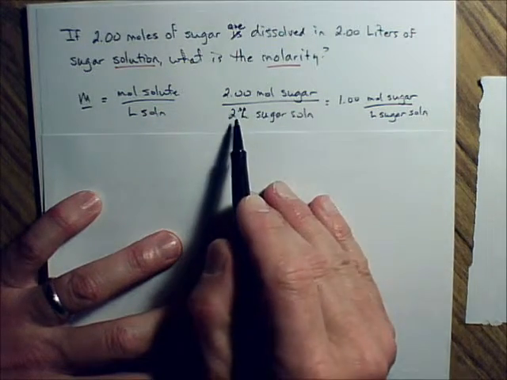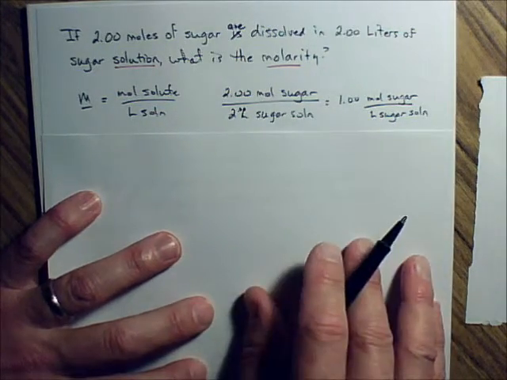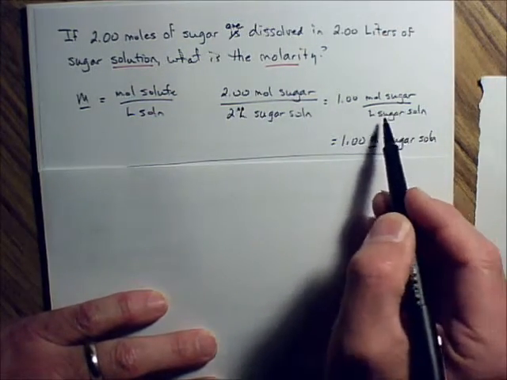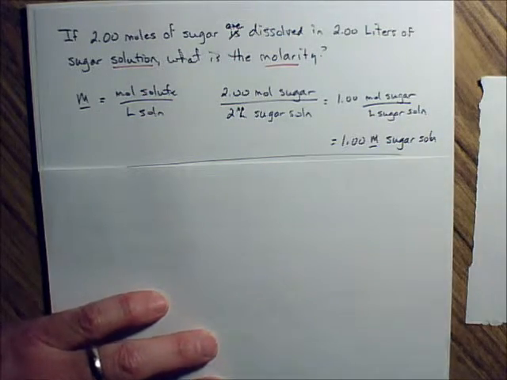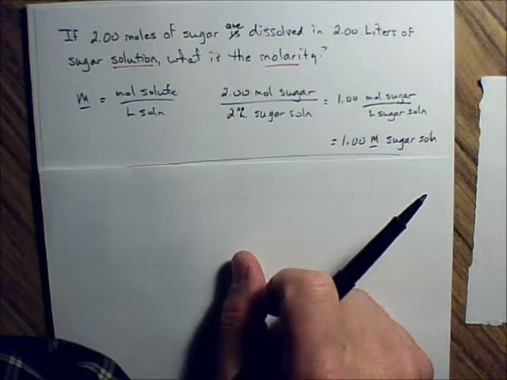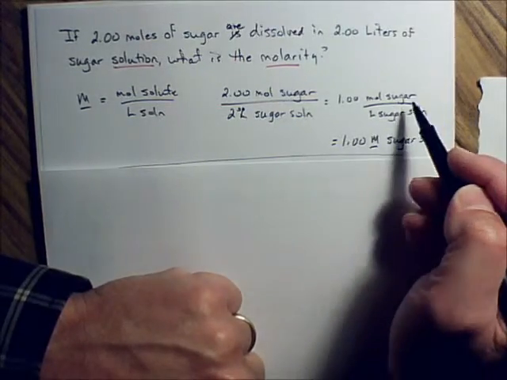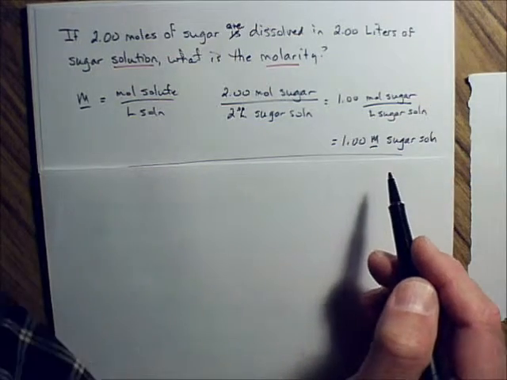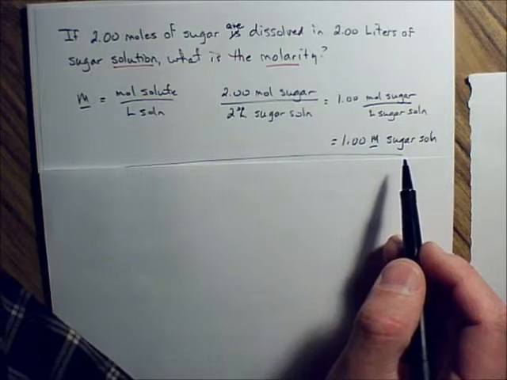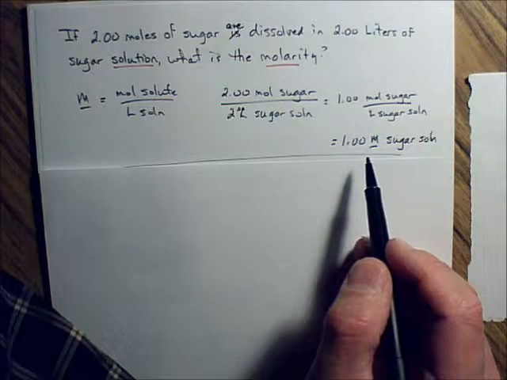2 moles of sugar, 2 liters of sugar solution, 1 mole of sugar per liter of solution, which we can change into molar because that's what molar is: moles of solute over liters of solution. You've got to be careful because it has to be moles of solute over liters of solution to be molarity, or molar concentration. So this is a 1 molar sugar solution. That's the answer. 2 divided by 2 comes out to be 1.